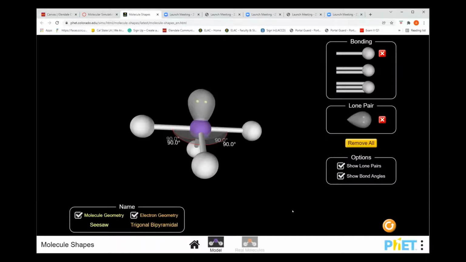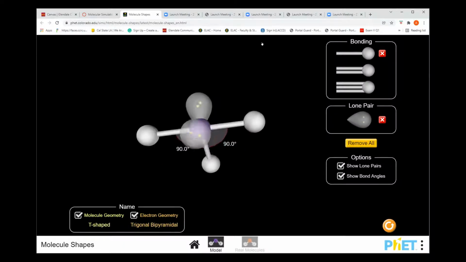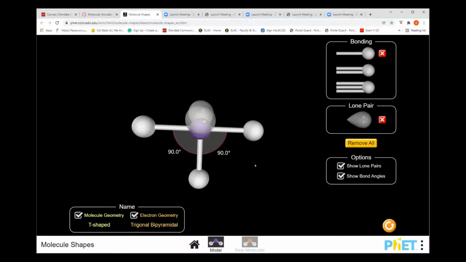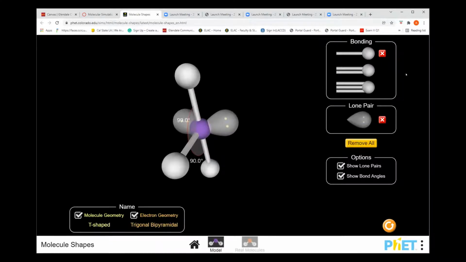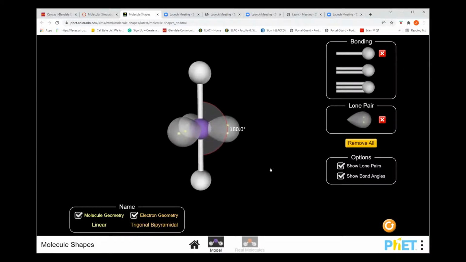Now, if I take another bond out and put another lone pair instead, what do I see? What does this look like? This looks like a T-shape. You see that? It looks like a T-shape. But electron geometry is trigonal bipyramidal. How about if I take another bond out and put another lone pair? So what do I have here? Linear. Yeah. You guys see that? Yep. All right.